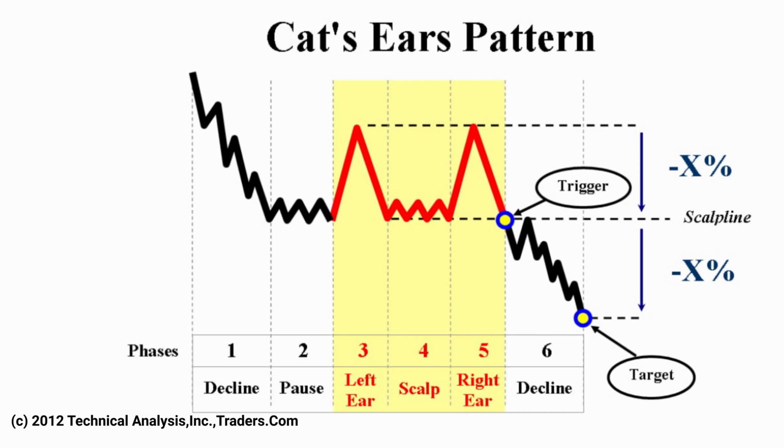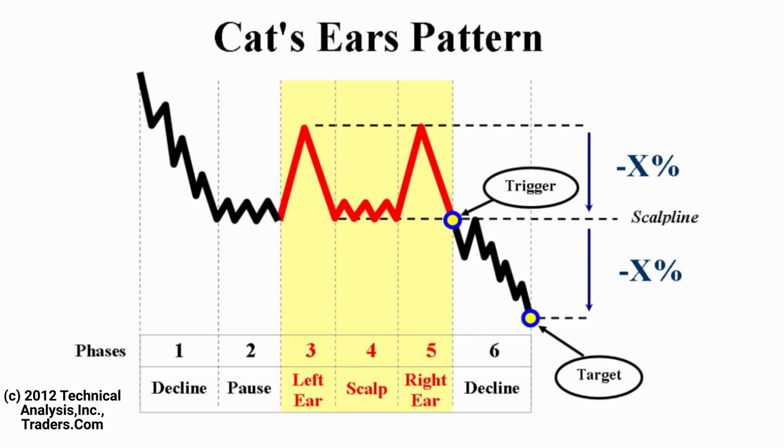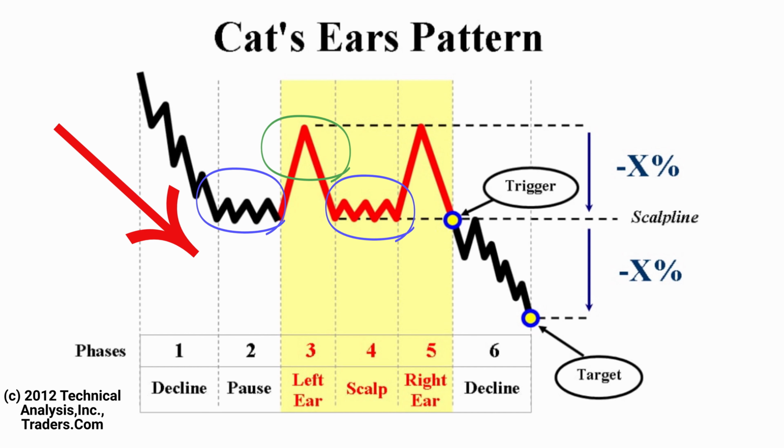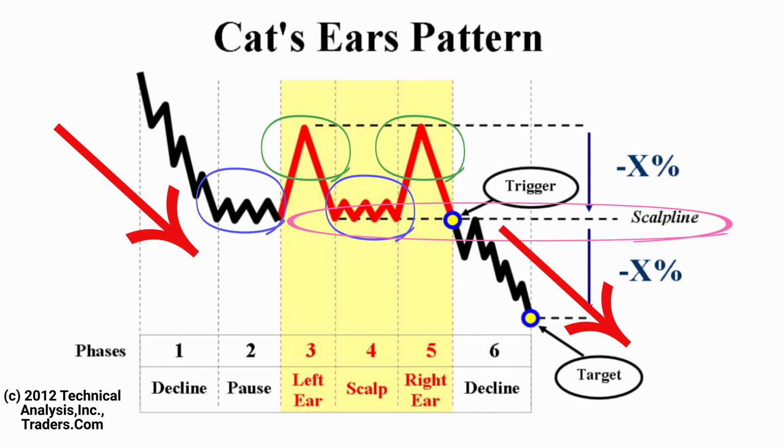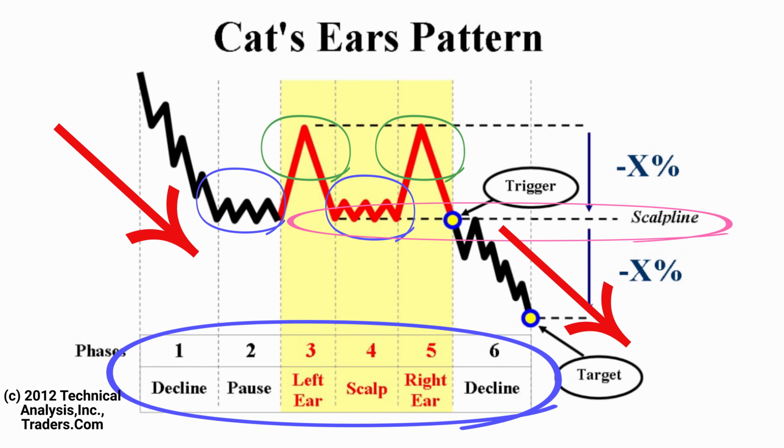It has a well-defined entry, stop loss, and target, and is reliable and well suited for swing traders. It is called cat's ears due to its resemblance to cat's ears. This is a textbook representation of the pattern. Essentially, the market is in a downtrend and then goes into a trading range, followed by a jump, which quickly recedes again into a trading range. From this trading range, prices jump up again and recede, and then break this line here to continue the downtrend. These are the various phases of the cat's ears pattern.